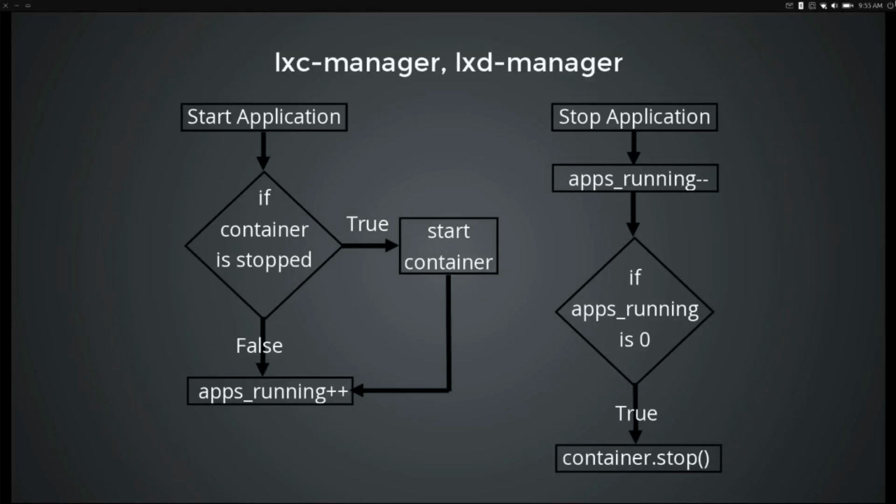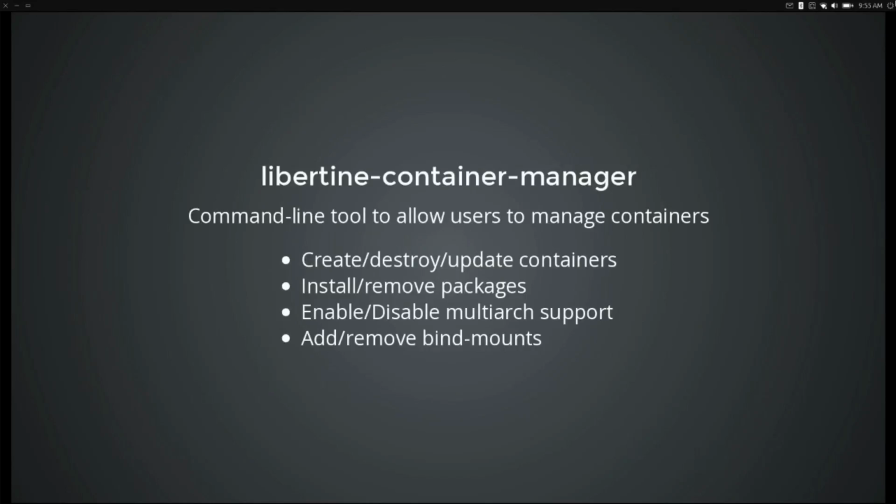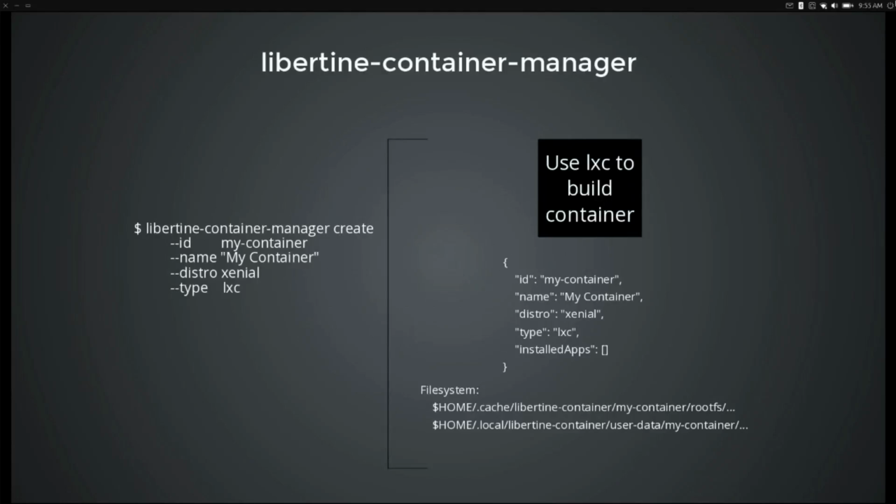Moving on to binaries that use the Python library, Libertine Container Manager is a command line tool written in Python for users to directly create and manage containers and applications, add multi-arch support, and update bind mounts. This is a basic overview of using Libertine Container Manager to create a container alongside the changes to the database and file system. We use a create command with various flags and options to build our preferred container, and then intelligent defaults are available for everything here except for the container's ID.